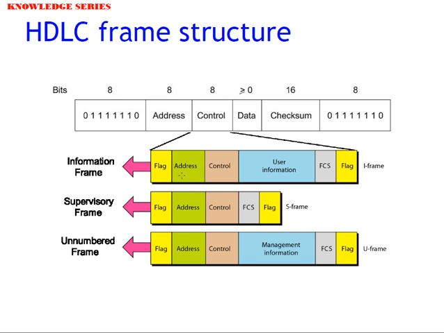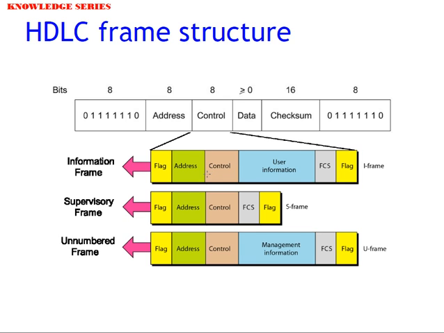Now, what exactly is the flag? The flag is a part of the HDLC frame structure and is an 8-bit sequence. When we talk about the control field, its functionality varies with respect to the information frame, supervisory frame, and unnumbered frame structure. The flag of the HDLC frame is an 8-bit sequence, and it shows when to start and when to end; that is the flag's functionality.